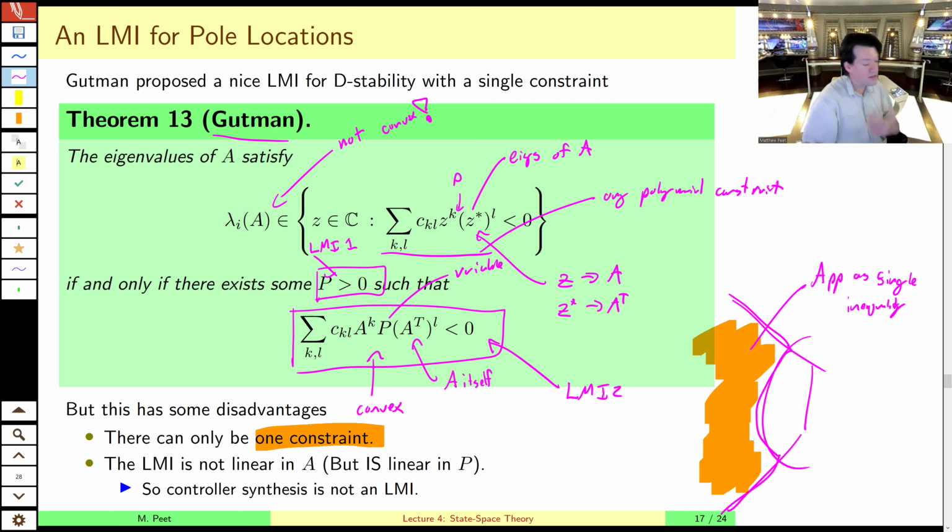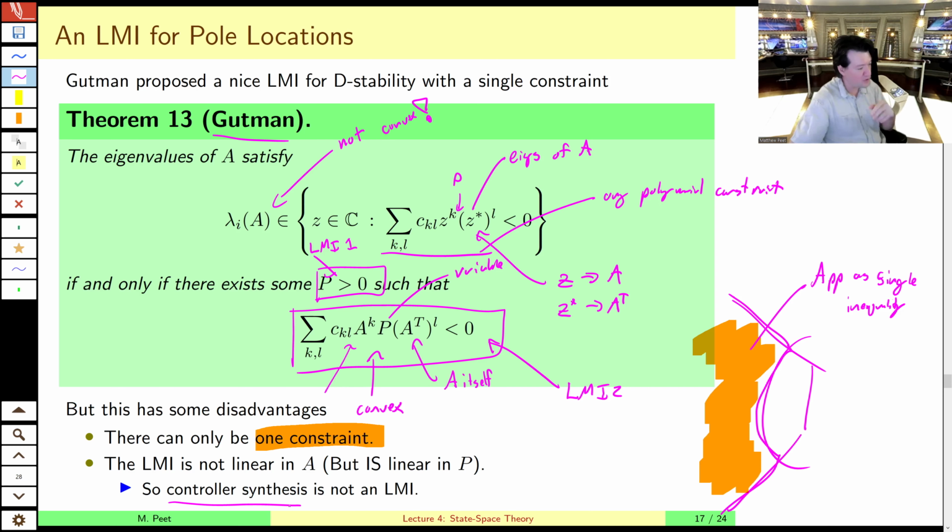The other drawback, however, is that the LMI that you get is not convex in A. Now, this isn't a problem at this point because A is not a variable, but it will be later on when we get to controller synthesis. So there is going to be a problem with controller synthesis using Gutmann in that it's hard to convexify, not always possible. So that's Gutmann's result, which would seem like it would be fairly straightforward.